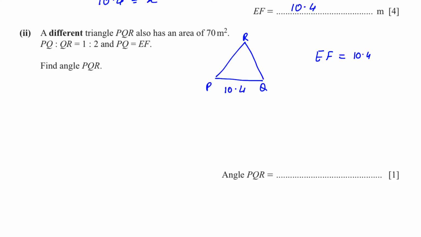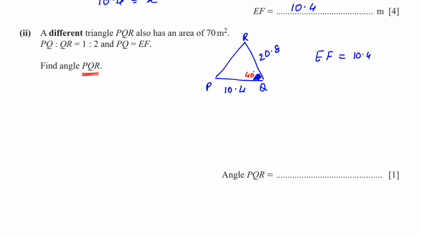And QR is going to be the same as what we did before. It will be 2 times this. So 2 times 10.4 will give us 20.8. And we have to find the angle PQR. This is exactly the same triangle with the same sides as we had in the other triangle. So this is supposed to be 40. In our previous question, they told us it is 40. But that's not the answer.